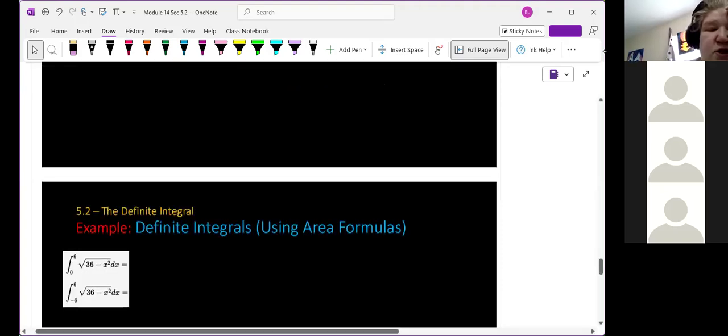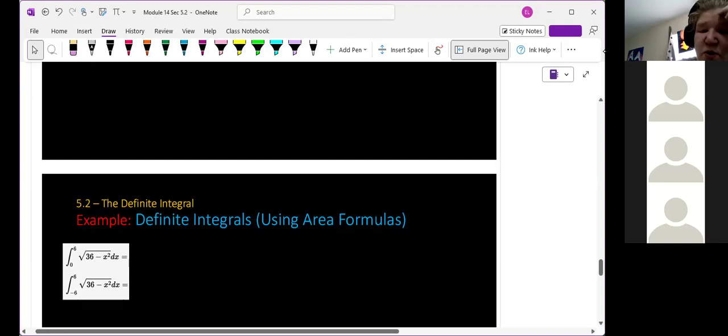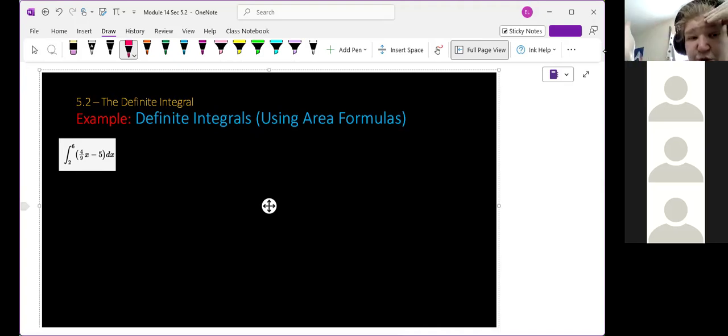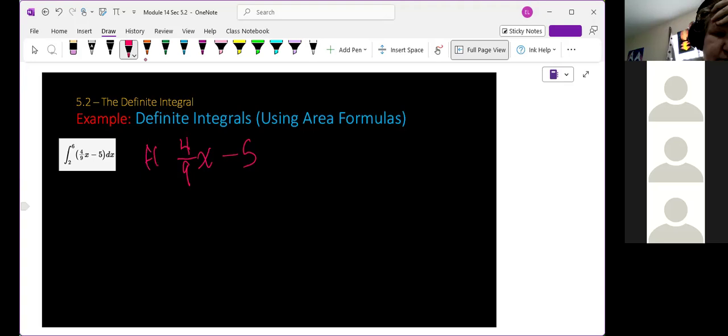But like the one after this, we can't integrate this one without doing some weird trig substitution. So we can, though, do this by looking at the picture we're given and then making a determination about what that shape will be. All right, so 4/9 of x minus 5. So this is a line that starts at -5. If I plug in 2, so this is on the interval from 2 to 6, I'm wanting to know the area between the x-axis and this curve.